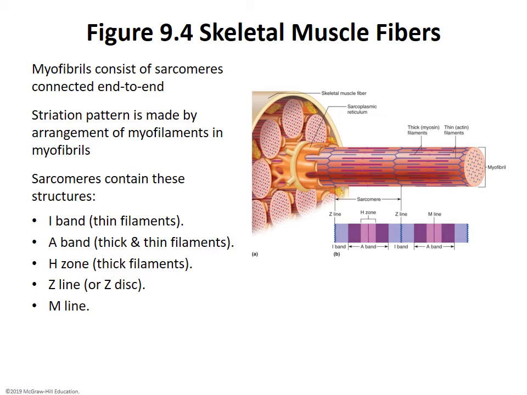So there are 5 areas that you need to know. The I band, which is simply the uncovered actin. The A band, which is the length of the myosin. The H zone, which is the area of uncovered myosin. The Z line, which is the boundaries on either side. And then the M line, which is the middle line.